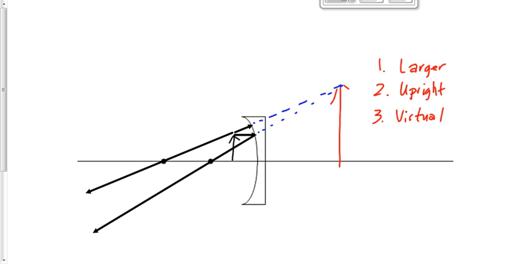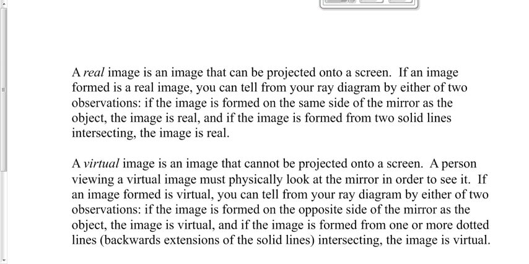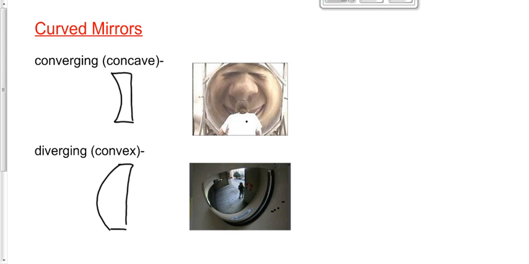Hey, this is the guy looking into the funhouse mirror. It was on the first page of this stuff, right? Back here, right? It's this guy right here. Okay, that's a big mirror. That is a fairly big focal length, and because of that, he's standing really, really close to the mirror. He sees that image that's right side up, bigger, and virtual.